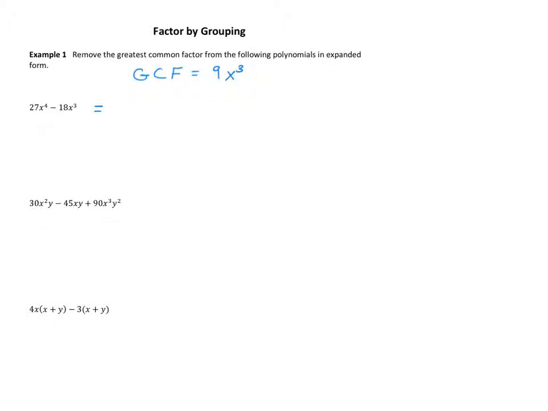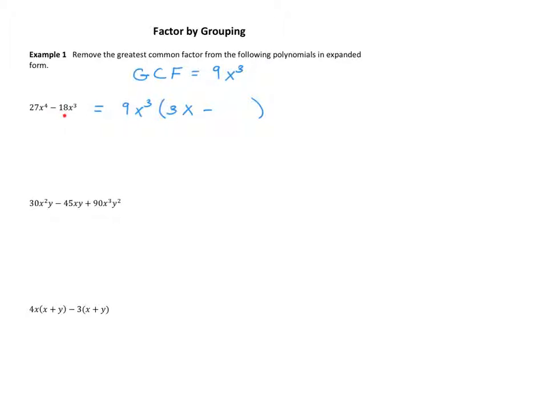Now to actually factor this thing apart, I'll write the greatest common factor and set up some parentheses. Inside the parentheses, I'm going to write what is left over after you remove this from both of these terms. Let's start with the 27x to the 4th. If I remove 9 from 27, that leaves me with 3 left over. And if I remove an x cubed from an x to the 4th, I'm left with just an x. I'll then put a minus sign, because there's a minus sign right here.